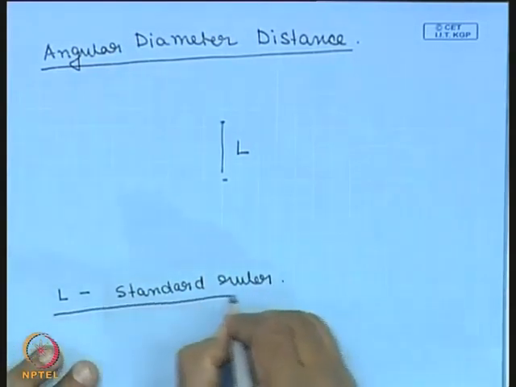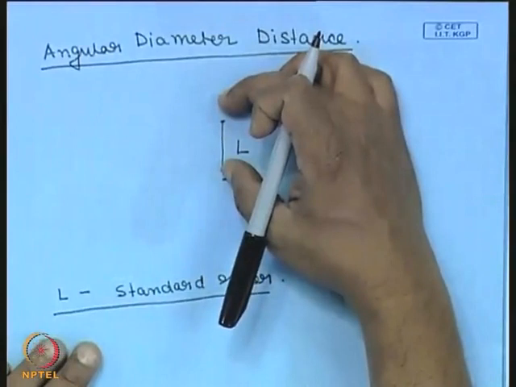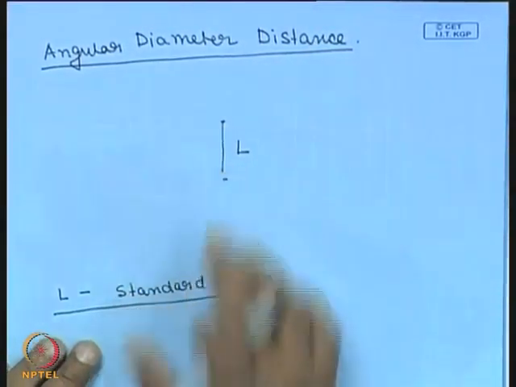We have reasons to believe that its length is known. For example, let us take a galaxy. Suppose we have reason to believe that galaxies are of size 10 kiloparsec. I am giving you an example which is not realistic, just to make the idea clear. Suppose all galaxies have physical size 10 kiloparsec. Then if I see a galaxy somewhere, I know that its size is 10 kiloparsec.